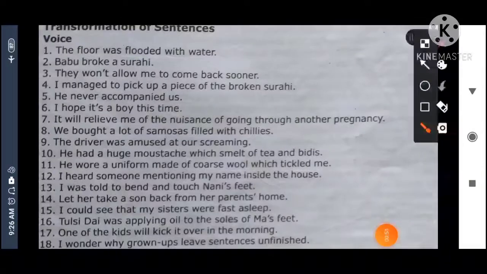Now 12th one. I heard someone mentioning my name inside the house. Now someone mentioning my name inside the house is your object. So someone mentioning my name inside the house was heard by me.